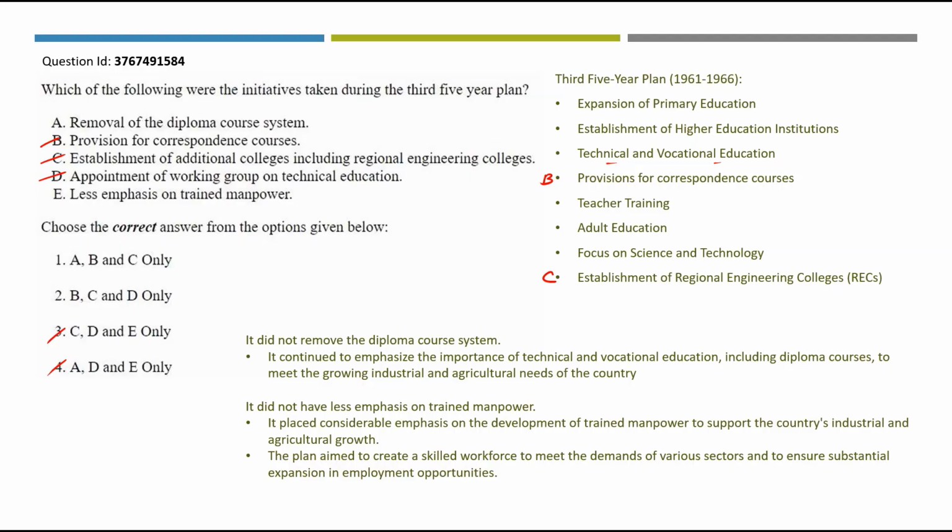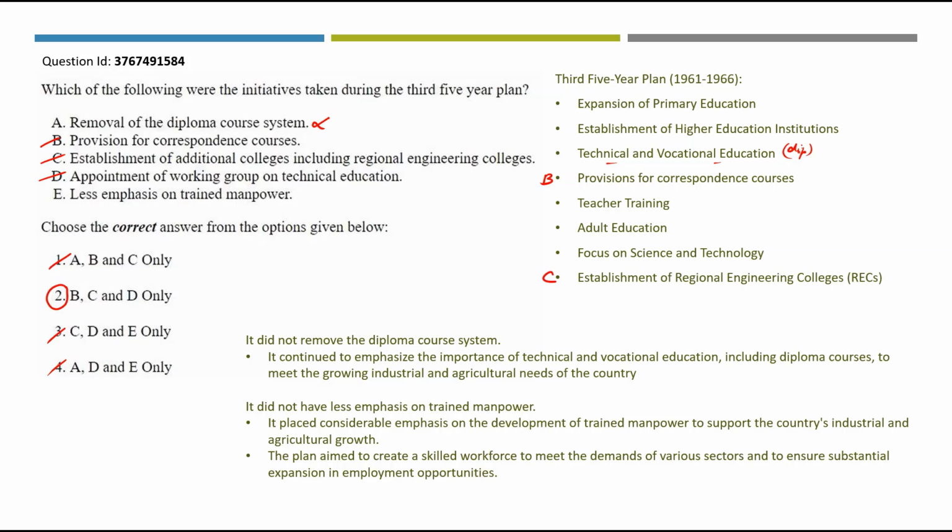This third 5-year plan did not remove the diploma course system. It continued to emphasize the importance of technical and vocational education, including diploma courses. So whenever you talk about some kind of vocational education, we actually include diploma courses there to meet the growing industrial and agricultural needs of the country. So removal of diploma course system is wrong. A can never be in the answer list. So we are removing even option 1. Option number 2. B, C and D will be the right answer.